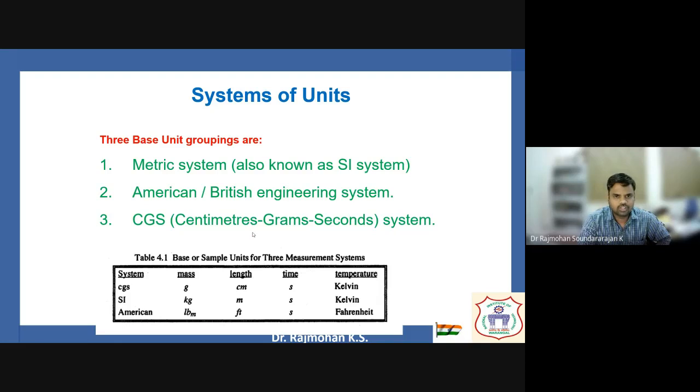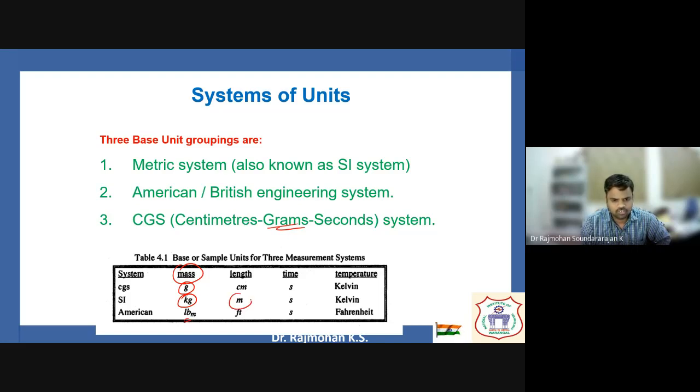So there are three unit systems. We should know them as the SI unit system, the British engineering system, or the CGS unit system. You can see that here. The units are different. The unit of mass in the SI system is kg. In the CGS system, it is gram. That's why it is gram here. And in the American system, it is going to be pound.